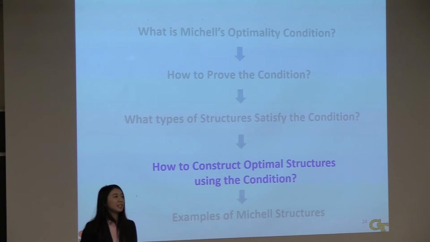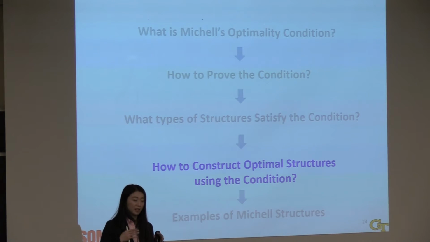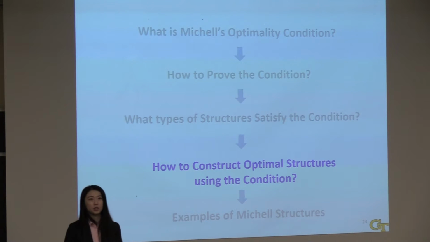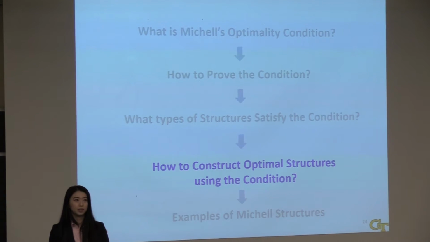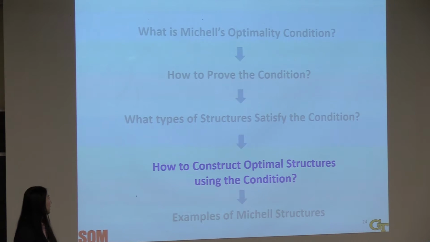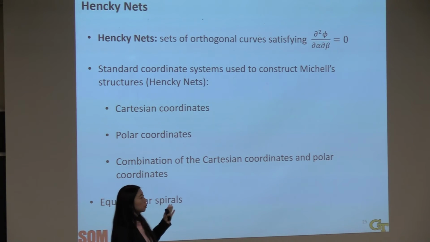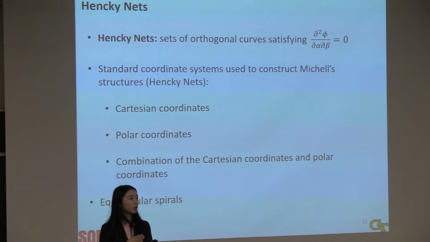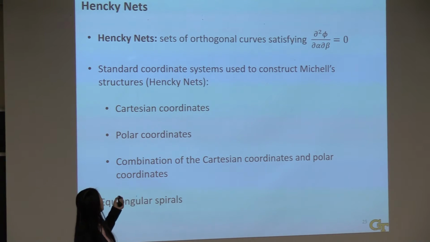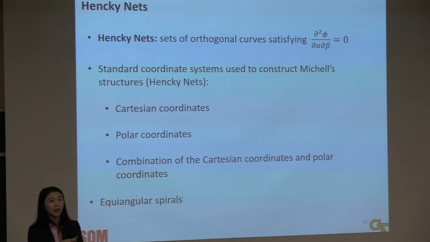So now let's see some of the fun stuff. How do we use the Michell condition to find a Michell truss? Here I will give you some examples of coordinates that we can use to construct an optimal layout using the condition. It turns out that those curvilinear orthogonal coordinates are also called the Hencky nets. The Hencky nets are basically the orthogonal curves that satisfy the compatibility condition that I just introduced.